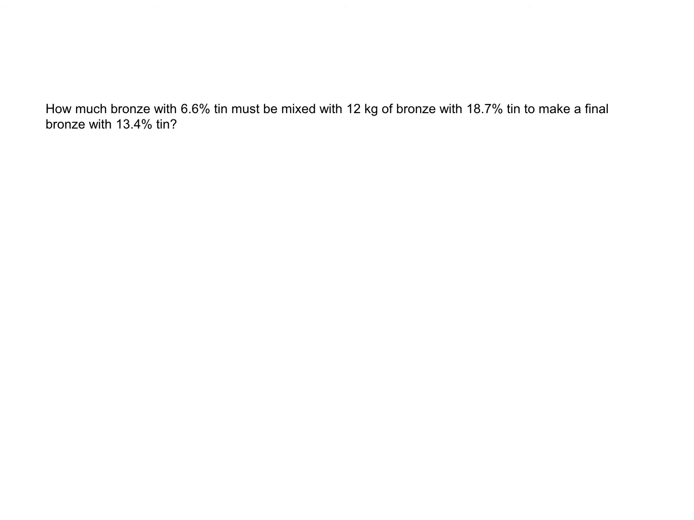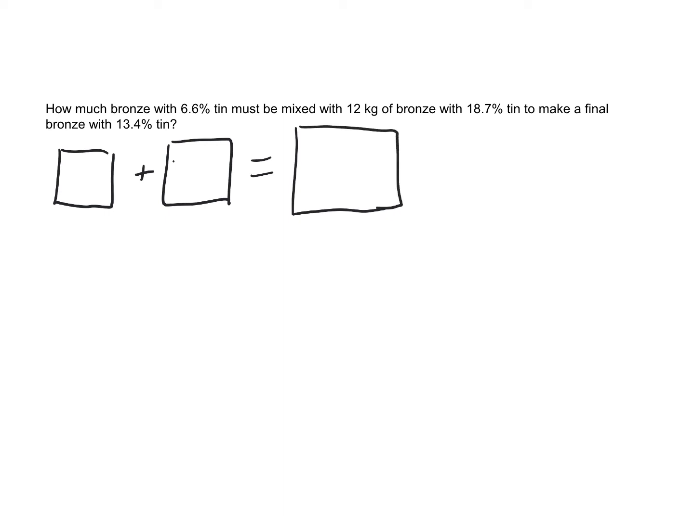Okay, now let's do some word problems. This here is a mixture problem, and I find the best way to approach a mixture problem is with these little diagrams. So you have two things that you're mixing together to make a third. Now the first thing, you don't know how much there is, but you know there's 6.6% tin. The second one, you know there's 12 kilograms and that it's 18.7% tin. And we don't know how much of the final, but we know it's 13.4% tin.